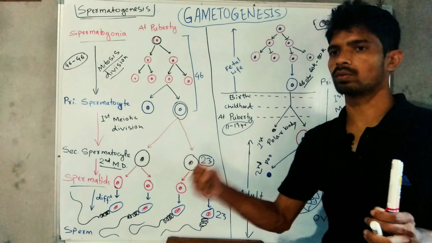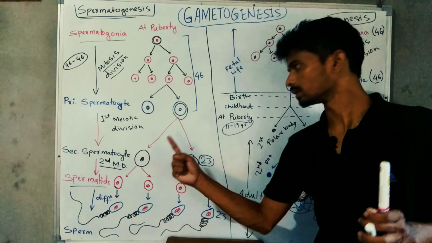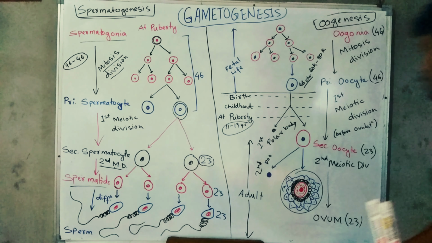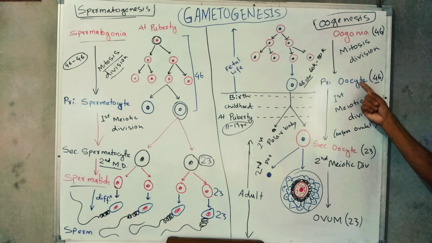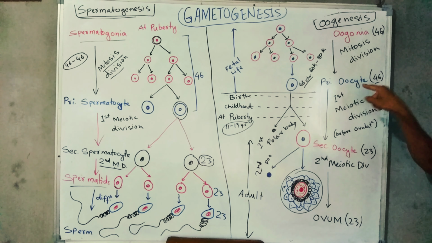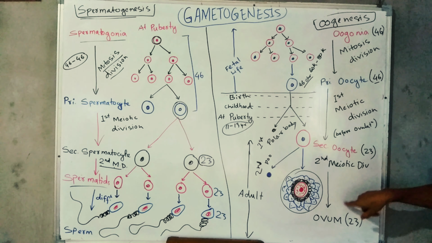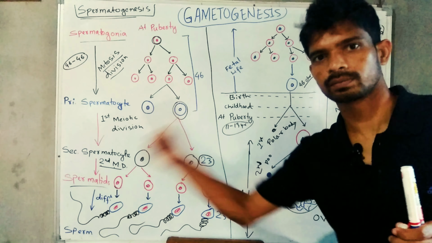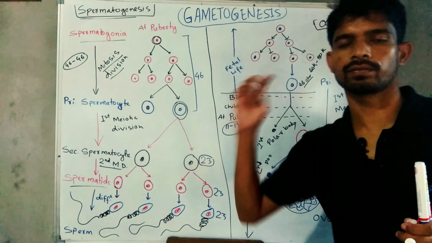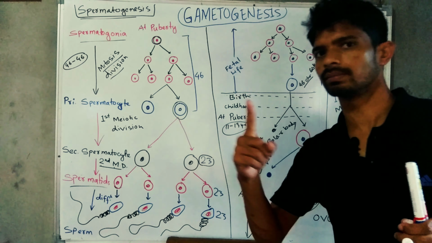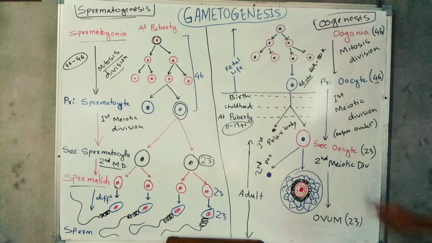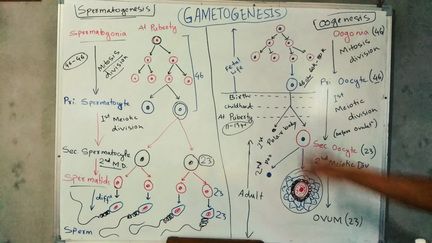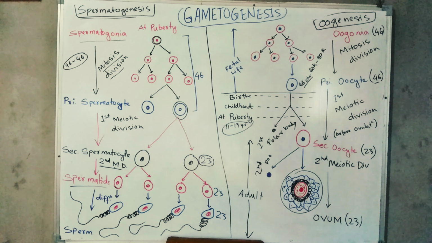So from one primary spermatocyte, how many sperm cells are produced? 4. From one primary oocyte, how many ovum cells are produced? One ovum cell is produced. From one primary spermatocyte, 4 sperm cells are produced. You remember? Okay. So this is the whole schematic diagram of gametogenesis, spermatogenesis and oogenesis.